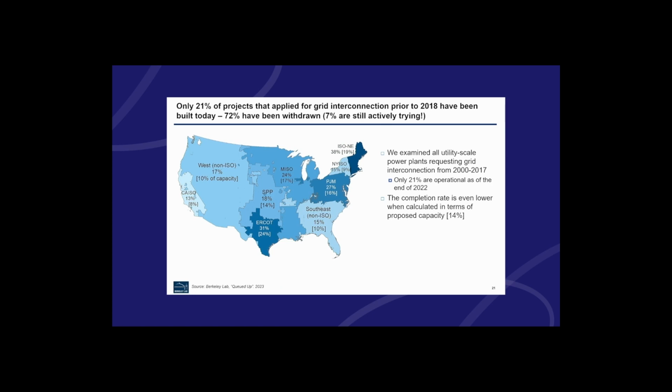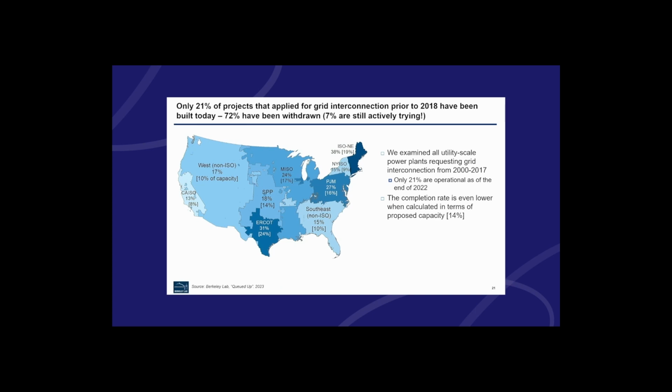72% have been withdrawn, and 7% are still trying to get connected. And I want to stress that that completion rate is by number of projects. When we examined it by the capacity, the electric generating capacity of those projects, the completion rate is even lower, at about 14%.